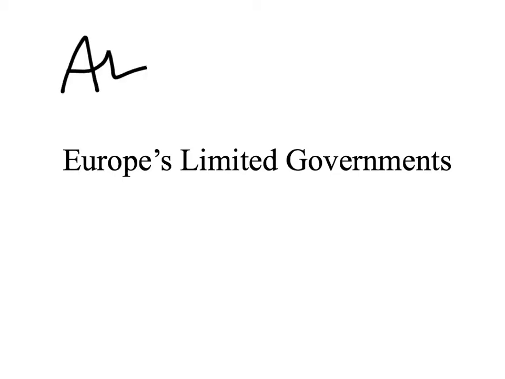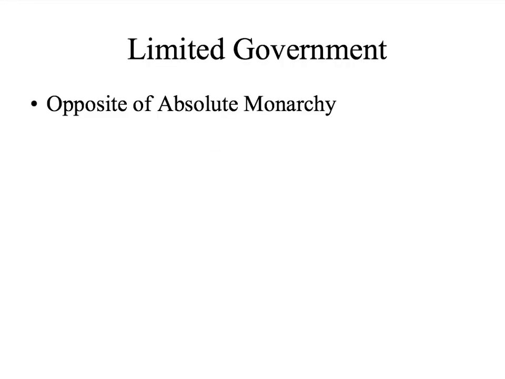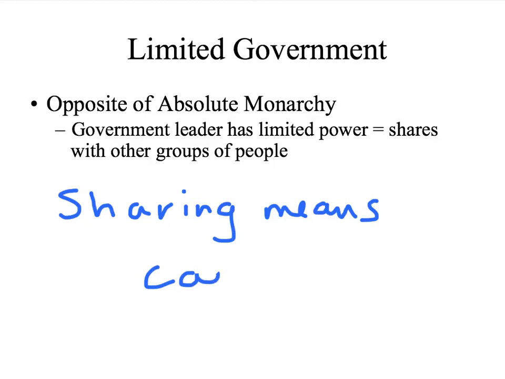Okay, niños, tonight we're going to look at the opposite of absolutism in Europe, Europe's limited governments. As I just said, a limited government is the opposite of an absolute monarchy. In an absolute monarchy, as you know, the leader has unlimited power, absolute power. So in a limited government, the leader has some type of limit on his or her power, meaning that this person shares power with other groups of people.